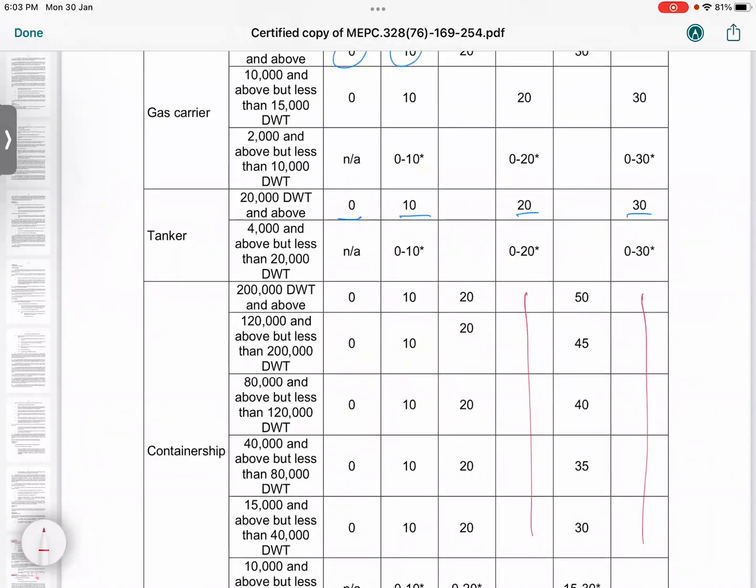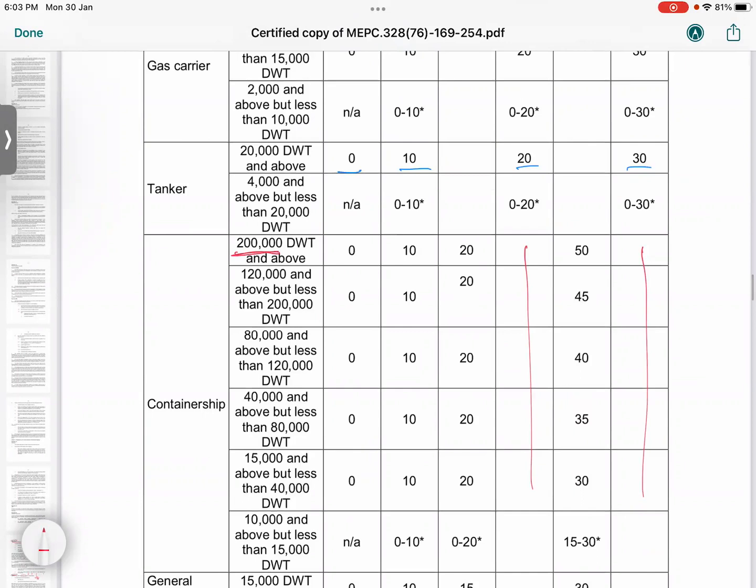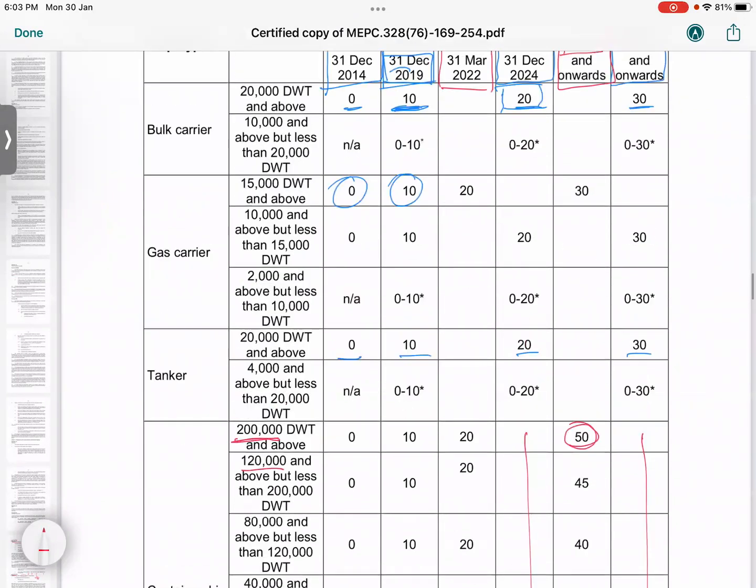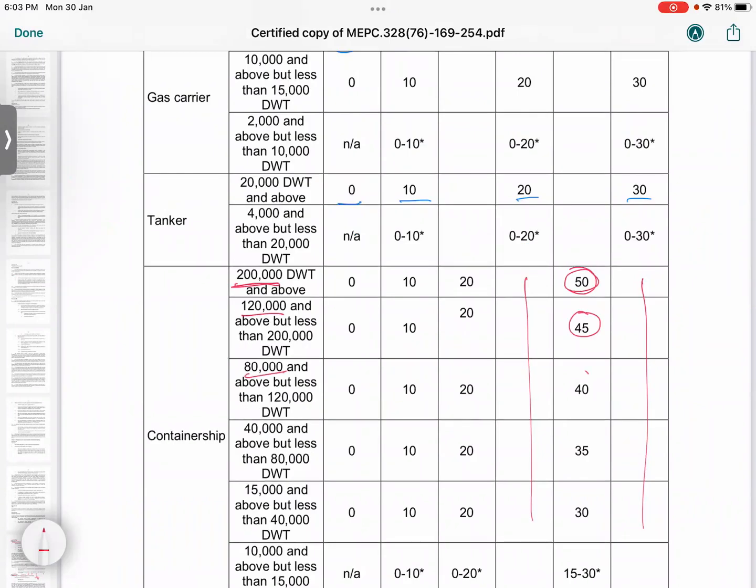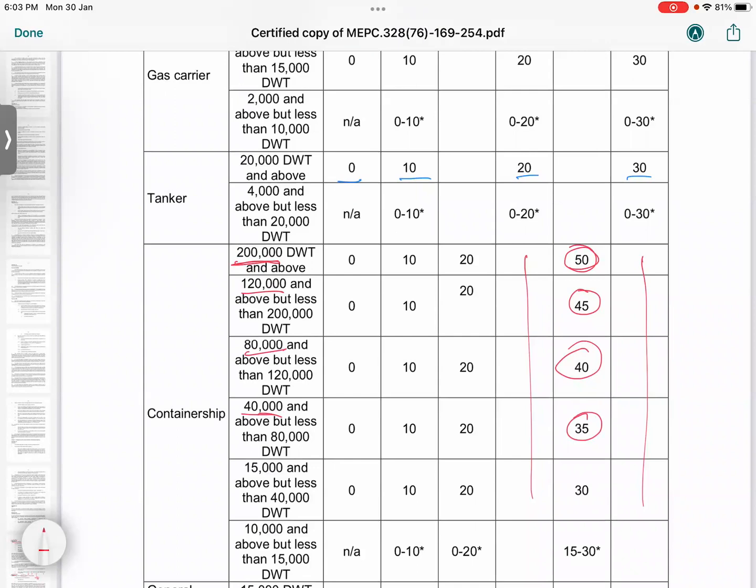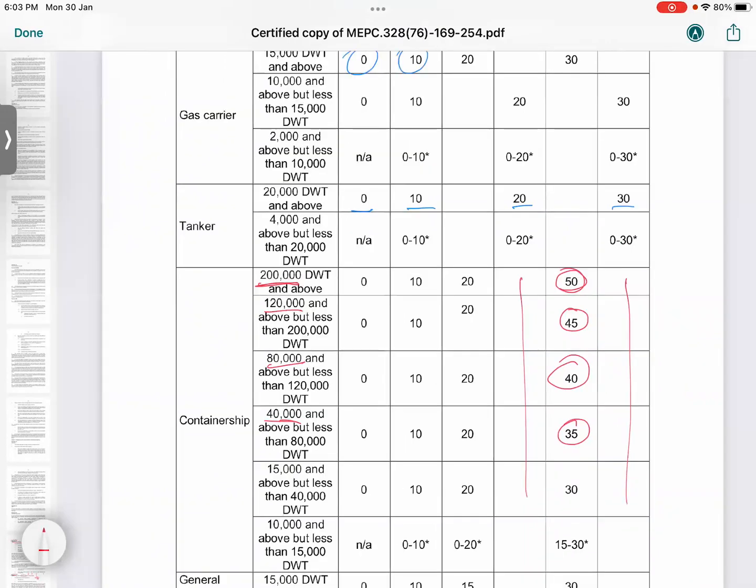अब देखिए 2 लाख से ऊपर जाओगे 50% रिडक्शन करो, 1 लाख 20, 45, 80, 40, 40,000, 35. Means if the size is going more, the more stringent regulation. You will make more big ship, no problem. I'll put more stringent regulation on you. You got my basic idea what I'm trying to tell you guys? समझ आ रहा है आपको? यहाँ पे क्या हो रहा है आपको समझ आया?